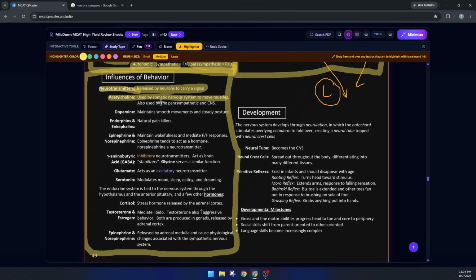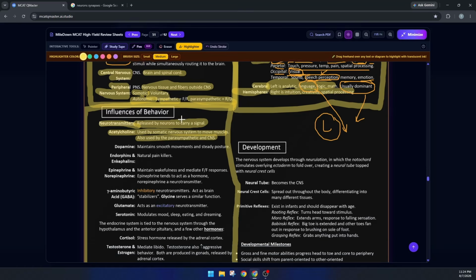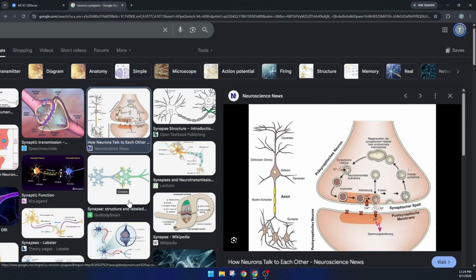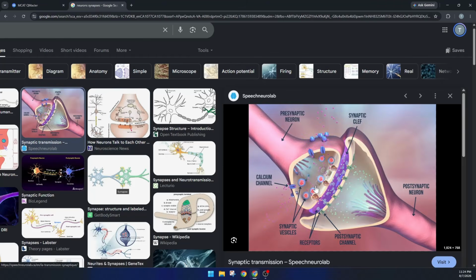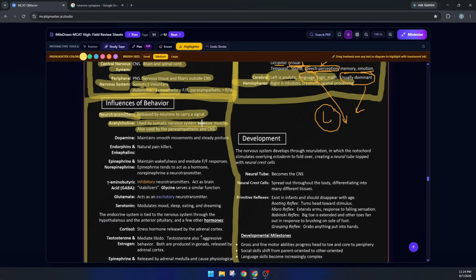Acetylcholine is used by the somatic nervous system to move muscles, and also by the parasympathetic nervous system and the CNS. Remember I said somatic nervous system means it's voluntary, right? Voluntary movement. So most of your muscles, specifically your skeletal muscles, are voluntary. So at a motor junction, actually I don't know if it's actually at the motor junction, but at one of these junctions, it will release acetylcholine in order to move muscles, right? Acetylcholine is also used by the parasympathetic nervous system and CNS.